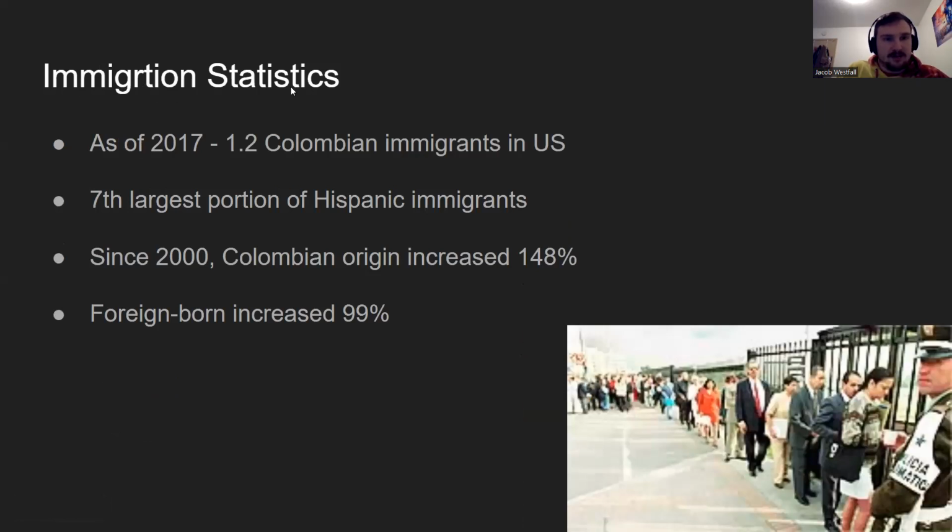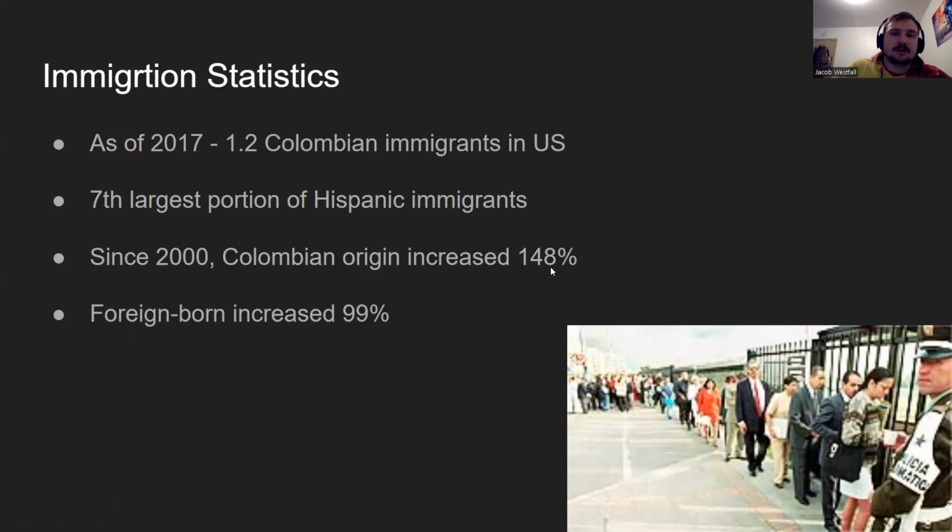Okay. As for immigration statistics, as of 2017, there were 1.2 million Colombian immigrants in the United States. This is the seventh largest portion of Hispanic immigrants in the U.S. Since 2000, the Colombian origin of U.S. citizens increased 148%, and the foreign-born Colombian population increased 99%.